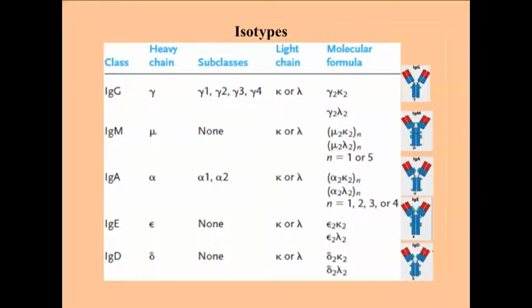Now, if the constant region sequence is gamma, then the immunoglobulin is called IgG. When the sequence is epsilon, it is called IgE. When the sequence is delta, it is called IgD.